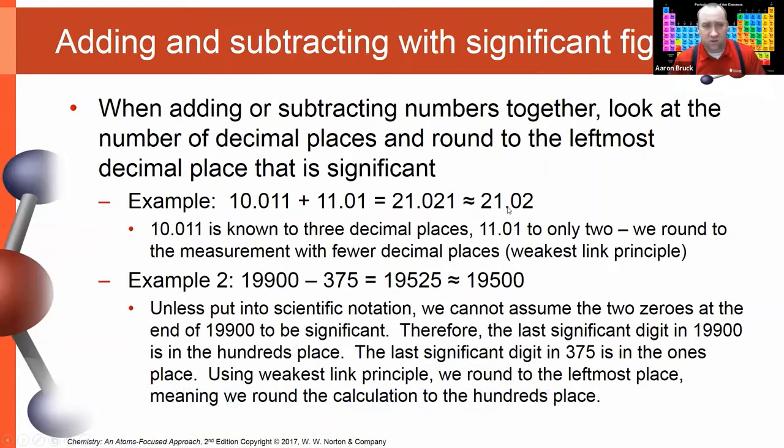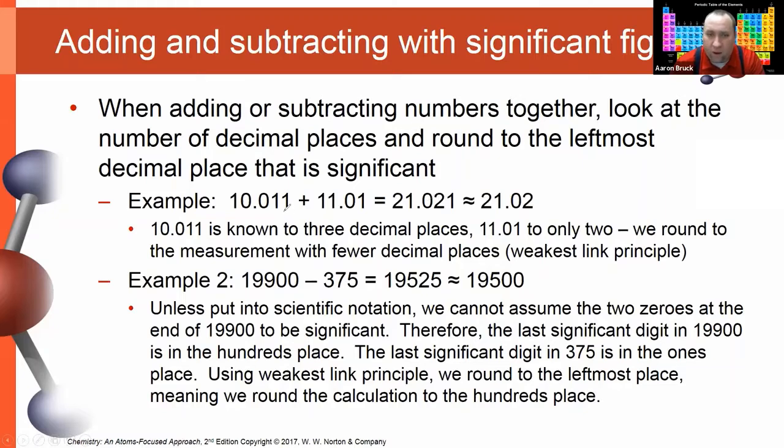Now let's look at these two here. When it comes to mathematical operations, there are two sets of rules. One that applies when we are adding and subtracting, one that applies when we are multiplying and dividing. So for adding and subtracting, here's where decimal place matters the most. When we are doing any kind of rounding, we want to pay attention to decimal place when we add and subtract. So the easiest way to show this, I've got an example here, 10.011 plus 11.01. If I put it into my calculator, it says that the sum of those two is 21.021.